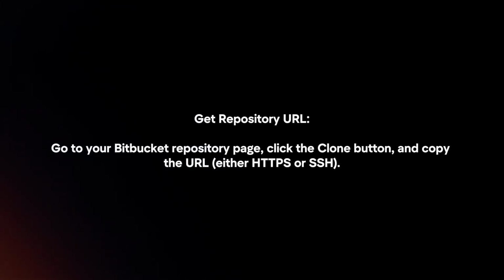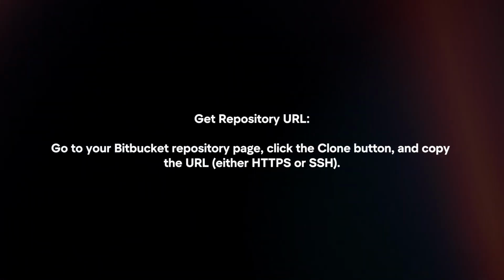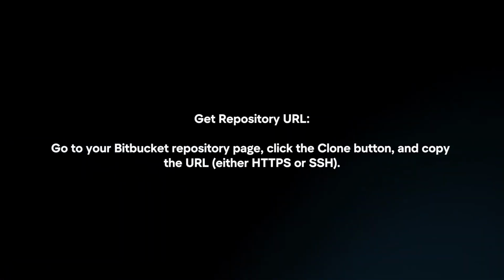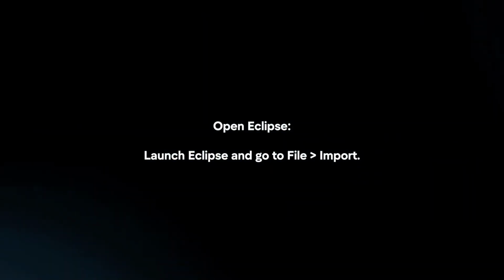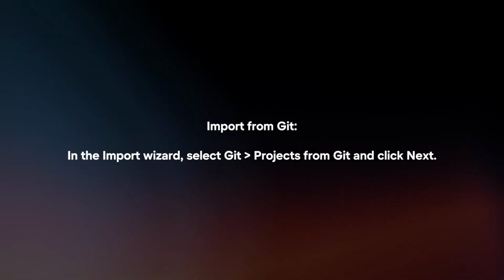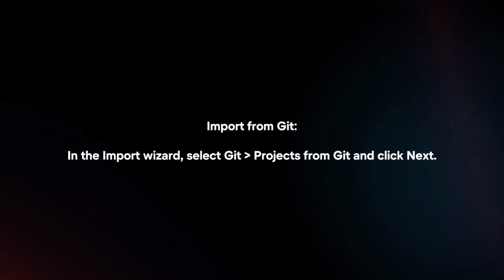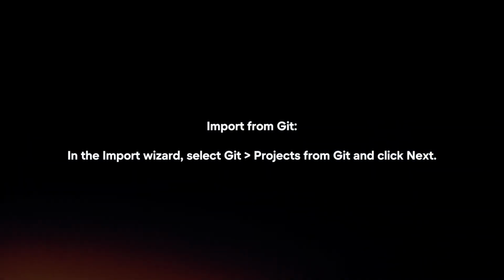Get repository URL. Go to your Bitbucket repository page, click the clone button and copy the URL. Open Eclipse, launch Eclipse and go to File, Import. Import from Git. In the Import wizard, select Git Projects from Git and click Next.